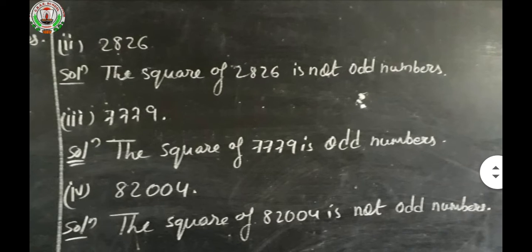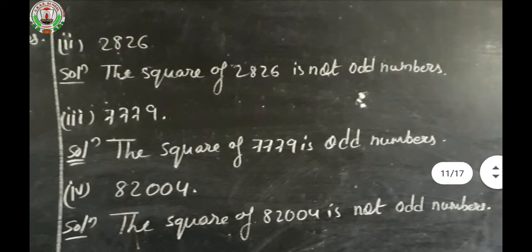Then second, 2826. The square of 2826 is not an odd number. The number 2826 being even, its square must be even. Clear? It's not an odd number. Then the third, the given number 7799 being odd, so it must be an odd square. Okay, then the number 82404 will not be an odd number, it will be an even number.